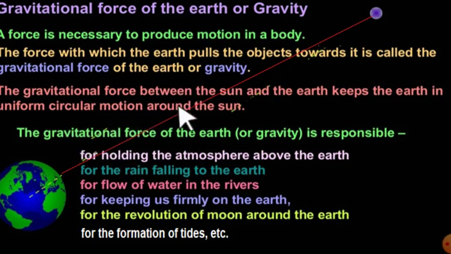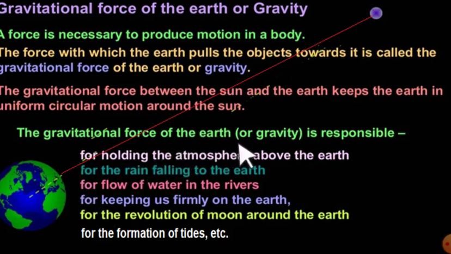The gravitational force between the sun and the earth keeps the earth in uniform circular motion around the sun. Similarly, the gravitational force between the earth and the moon keeps the moon in uniform motion around the earth. I mean the moon that revolves around the earth.